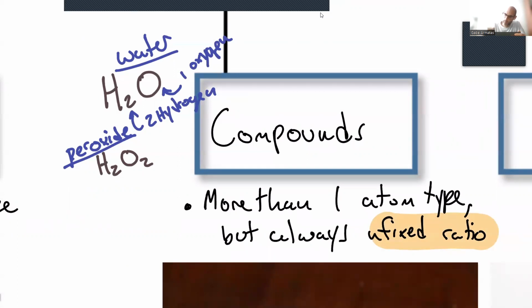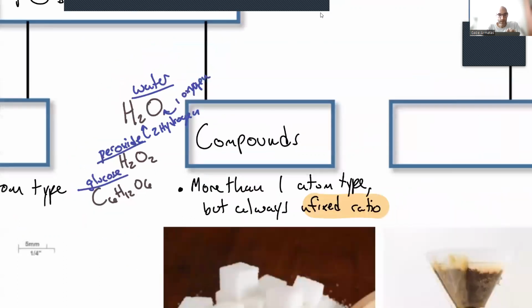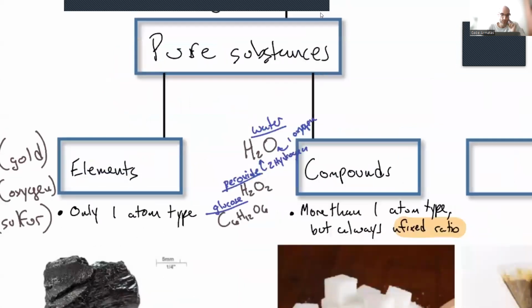The last example that I'm going to use quite a bit is sugar, C6H12O6, glucose. Here I have 6 carbons, 12 hydrogens, and 6 oxygens for every single glucose molecule. Those things are considered molecules. So compounds and elements make up a pure substance, and we identify those as the only thing present.